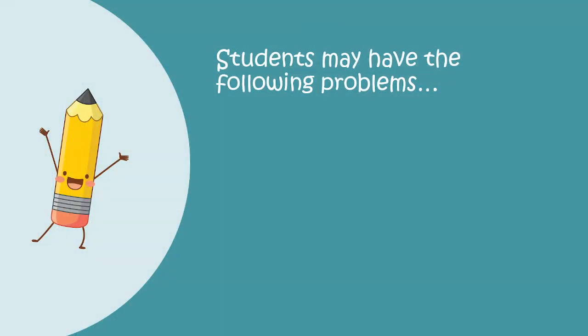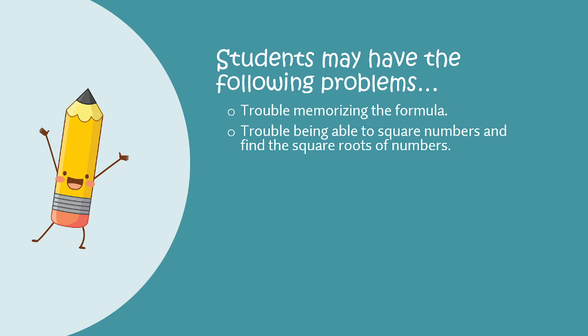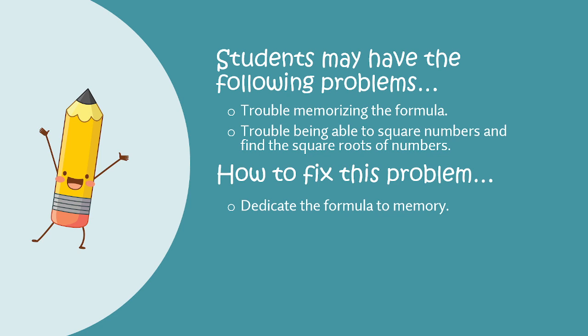Students may have the following problems: trouble memorizing the formula, trouble being able to square numbers and find the square roots of numbers. How to fix this problem? Dedicate the formula to memory. Once you memorize it, you're never going to forget it.